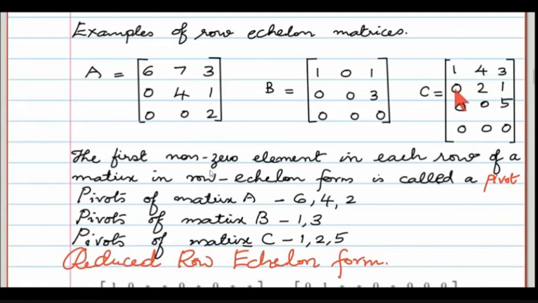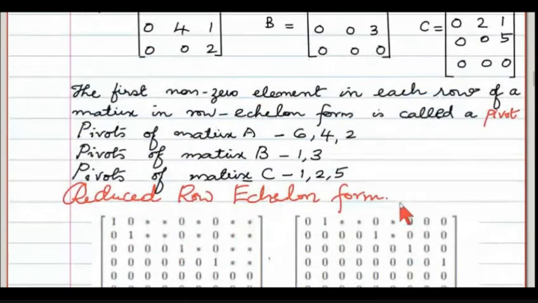The first non-zero element in each row of a matrix in row echelon form is called a pivot. So the pivots of matrix A are the first non-zero elements in each row: 6, 4, 2. In B, the first non-zero element is 1. In the next row, we don't have any pivot element. So in this case, the first non-zero is 1. In the second row, we have a non-zero 2. In the third row, we have 5. So the pivots of the matrix are 1, 2, 5.